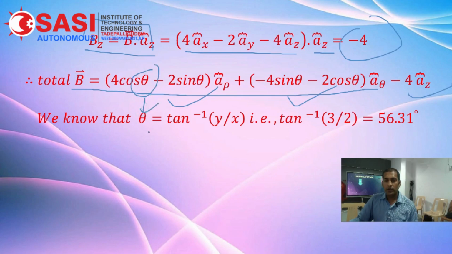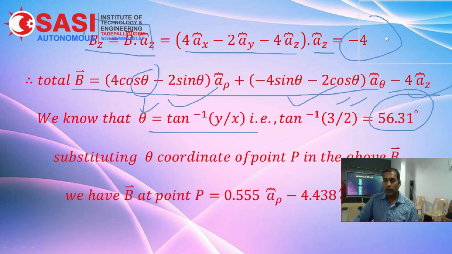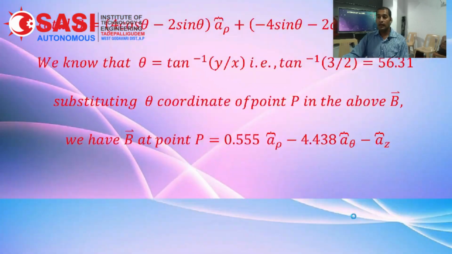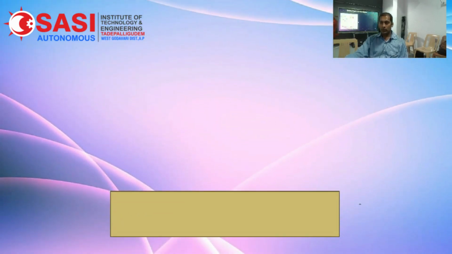How to calculate θ? θ is equal to tan inverse y by x, with y 3 and x 2, we get 56.31. After keeping these values, we get the answer as 0.55 a_r minus 4.43 a_θ minus a_z. So this is a simple way of converting the coordinate system.